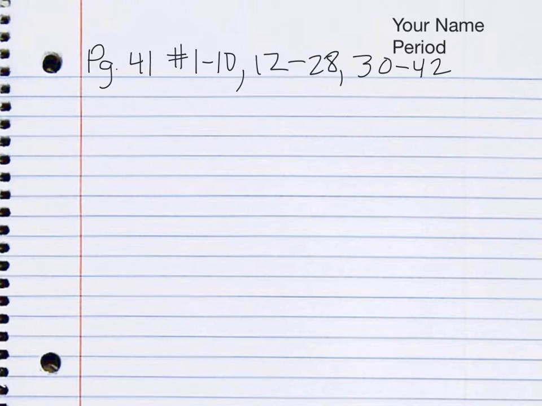If you're doing homework out of your book, please put your name and period in the upper right hand corner, whether it's A1 or B1, B3, B4, whatever. Then across the top of the page, put the page number and the problems that you're going to be doing, and then do your problems here.